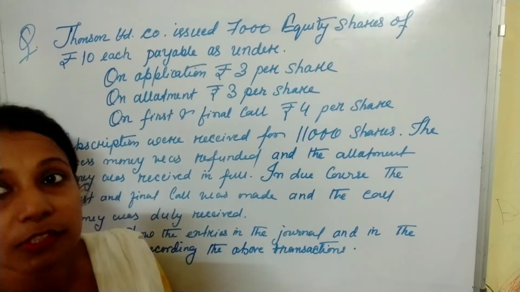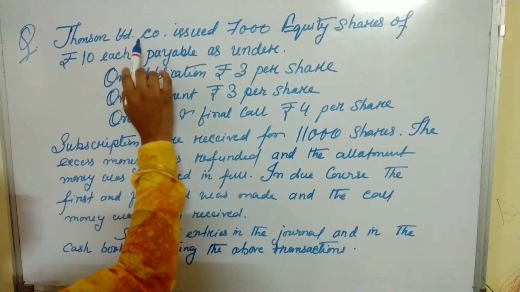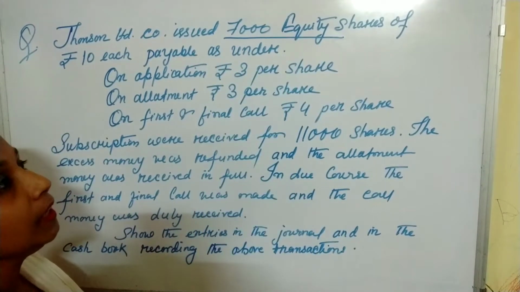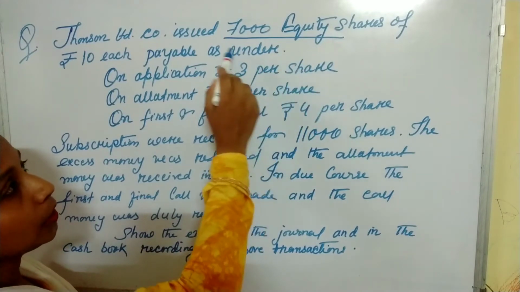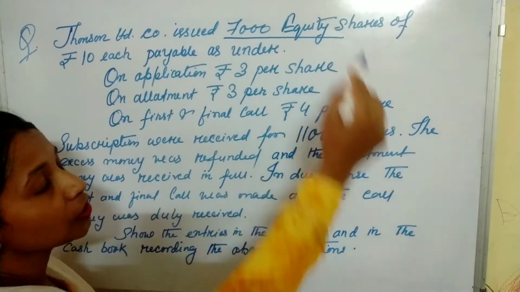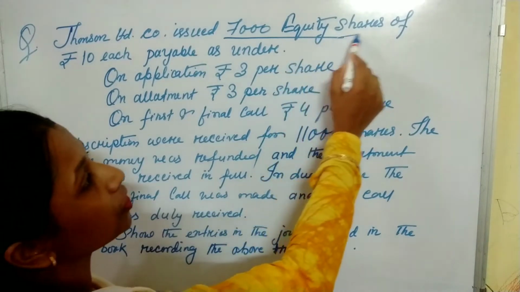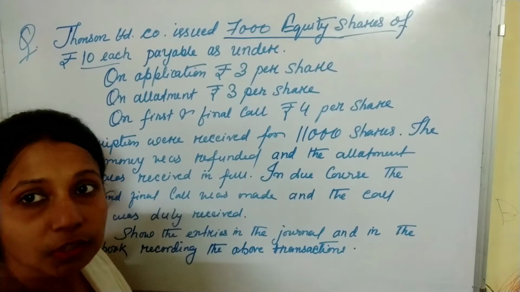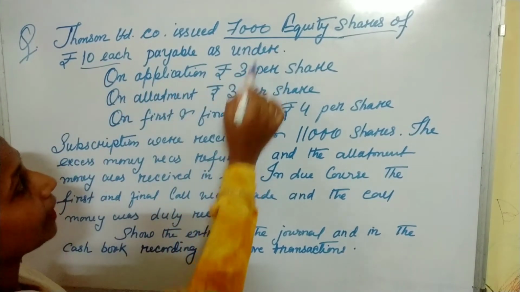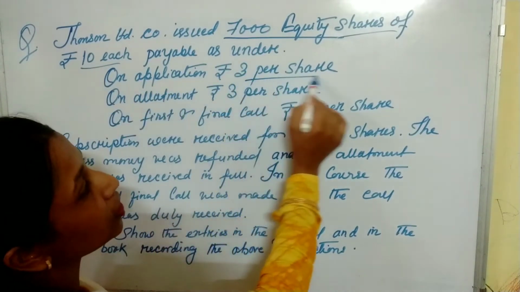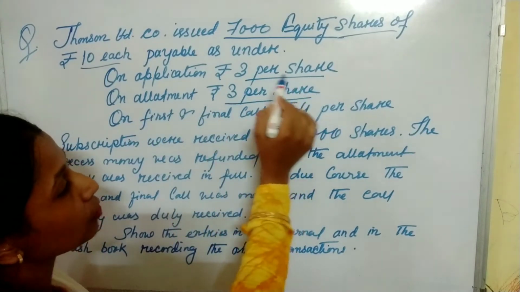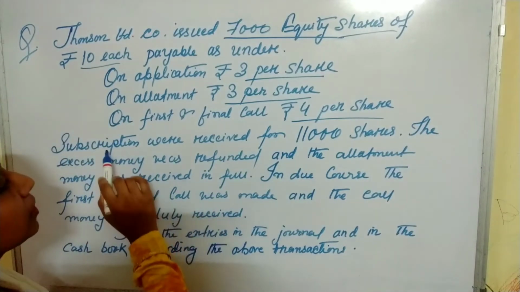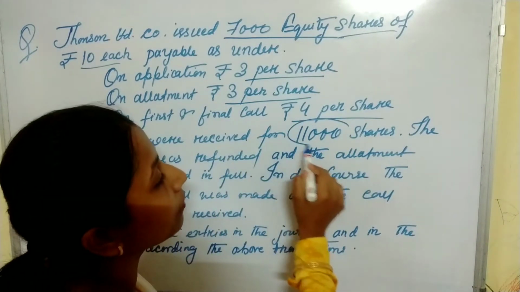So, in this question, Johnson Limited Company issued 7,000 equity shares. So, the company has offered 7,000 equity shares to the public. And the class of our shares is equity of ₹10 each, that is, shares are issued at par, payable as under. On application ₹3, on allotment ₹3 per share, on first and final call ₹4 per share. Subscriptions were received for 11,000 shares.